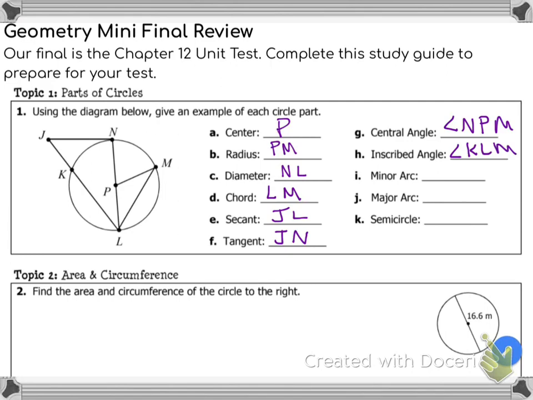The minor arc could be anything that is less than 180, so I'm going to go with arc NM. And then let's go around the outside of the circle with a big arc here. I'm going to say KLM for my major arc. And then the semicircle could be the arc from N through P to L, so it's just that, and then around the arc there.